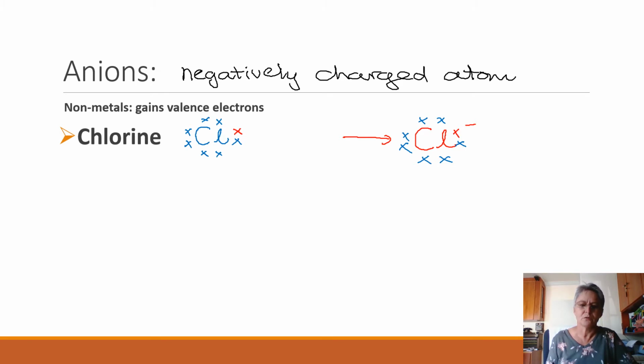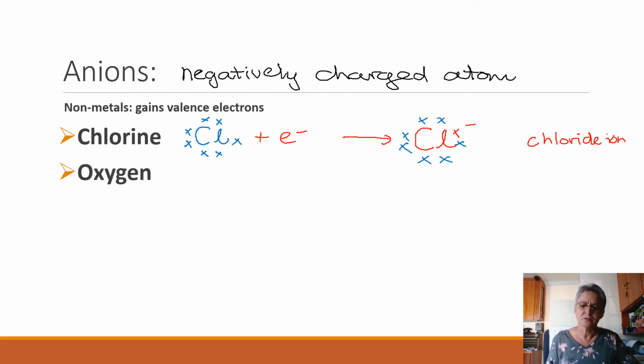Now, the way we write it, we use crosses or dots in Lewis structures, but when we write this equation to show the addition of the electron, we do it this way. So we say plus an electron. There you have your chloride ion. It's called the chloride ion. So you go from chlorine to the chloride ion.